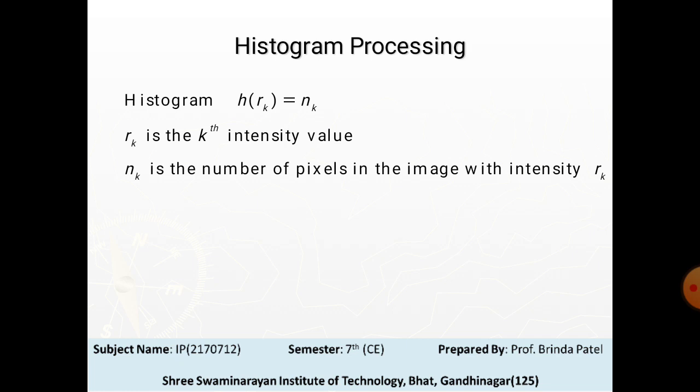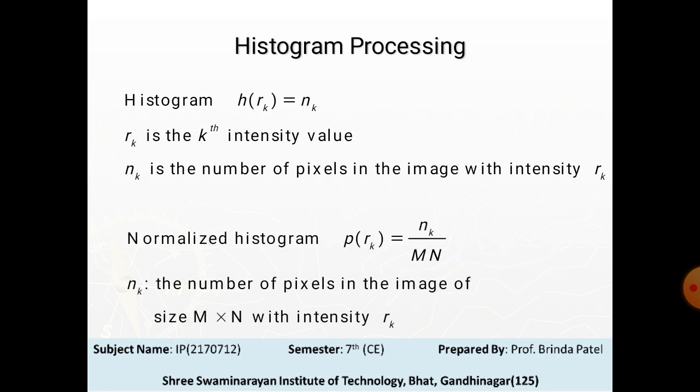The histogram of a digital image with gray levels in the range 0 to L-1 is a discrete function h(rk) equal to nk, where rk is the kth gray level and nk is the number of pixels in the image having gray level rk. It is common practice to normalize a histogram by dividing each of its values by the total number of pixels in the image, denoted by N.